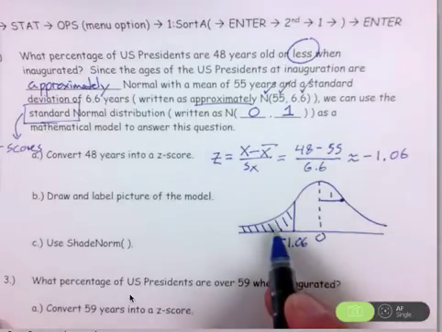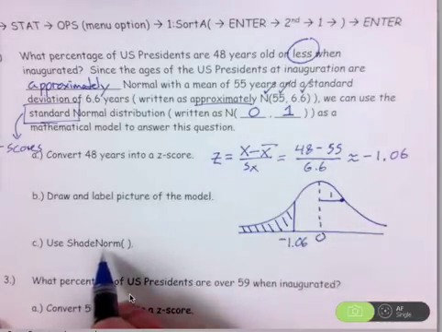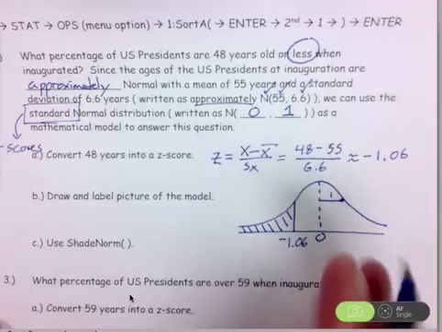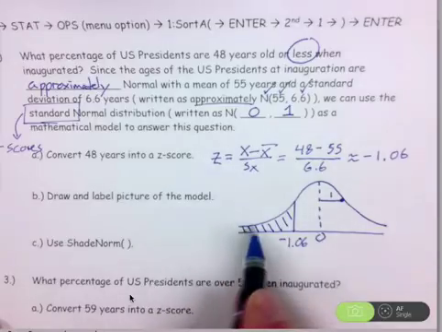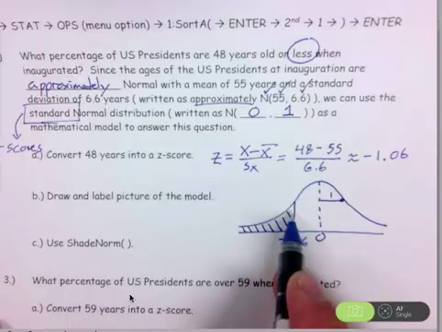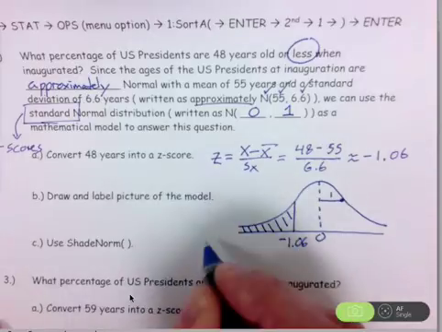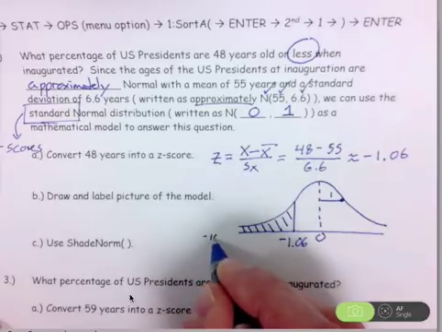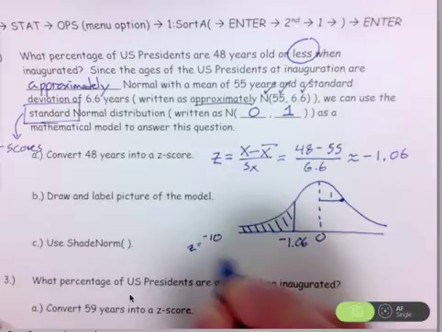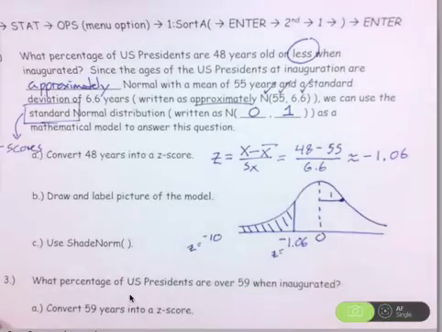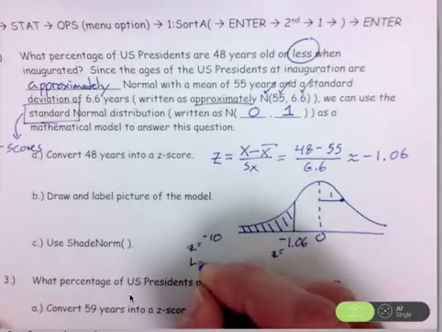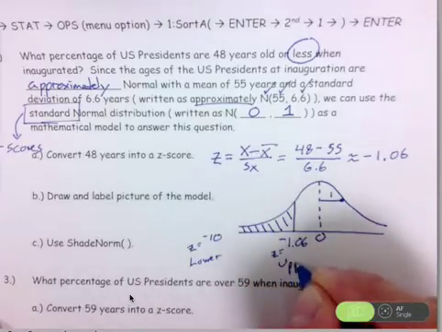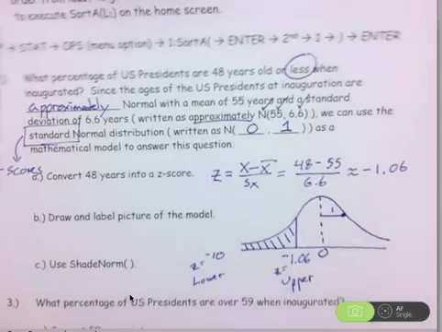To find that percentage, I can use the shade norm command. Now, the shade norm command requires a lower boundary and an upper boundary. I've got my upper boundary on the right side of negative 1.06, but I don't have a lower boundary. When you want to account for the entire distribution below negative 1.06, the lower boundary that we are going to use is a z-score of negative 10. So using a lower boundary of negative 10 and an upper boundary of negative 1.06 will give me my shaded area using the shade norm command. So let's put it in, and we'll be able to answer our question.